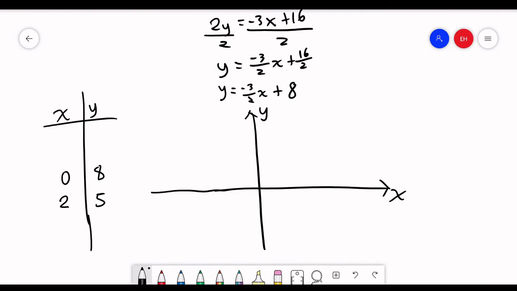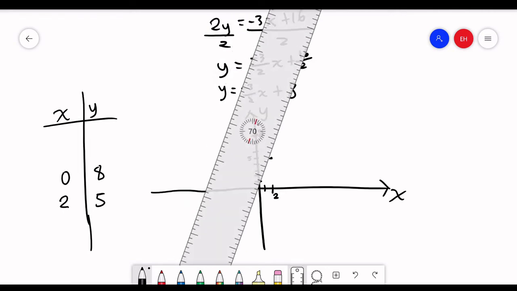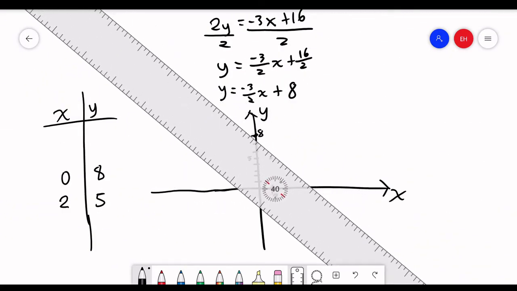And then I wouldn't plug in 1 because 1 times negative 3 halves is kind of awkward, but 2 is good because 2 is going to cancel with the 2 on the bottom, and I'm going to get negative 3 plus 8, so 5. All right, so let's get these 2 points on there, 0, 8, and then 2 for the x, 5 for the y. And that's all I need. I'm going to connect those 2 points, and I got my line right there.